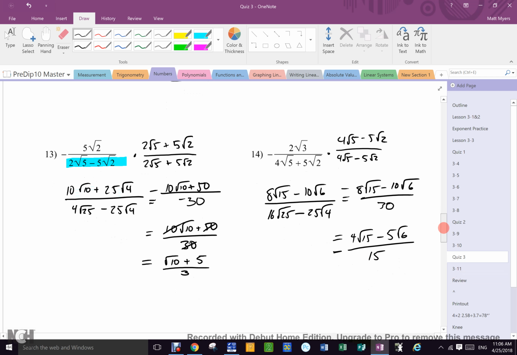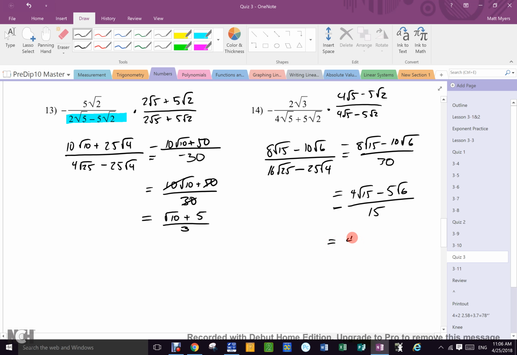Now, if you really wanted to get technical, 4 root 15 over 15 minus root 6 over 3 would be the best answer, and that whole thing would be negative.